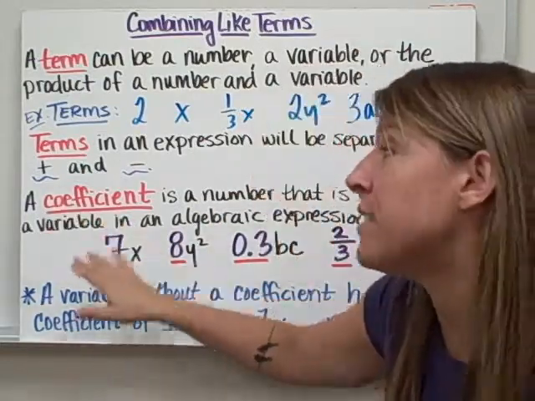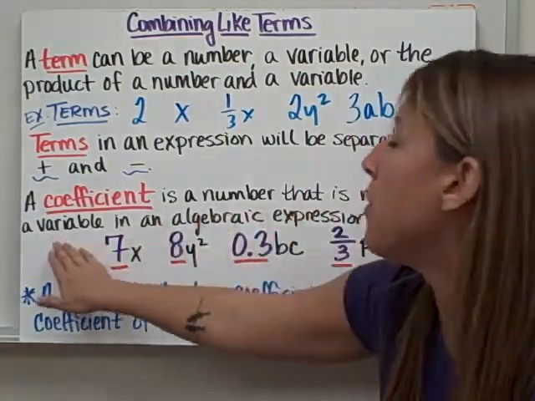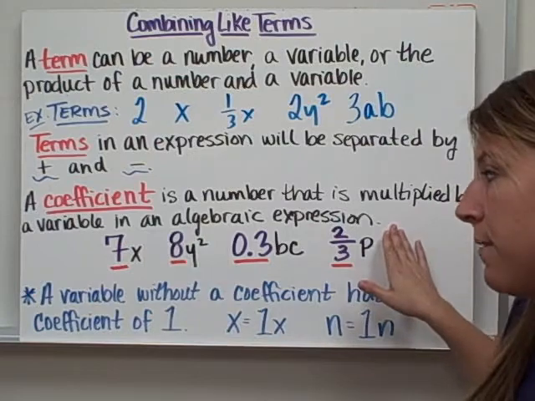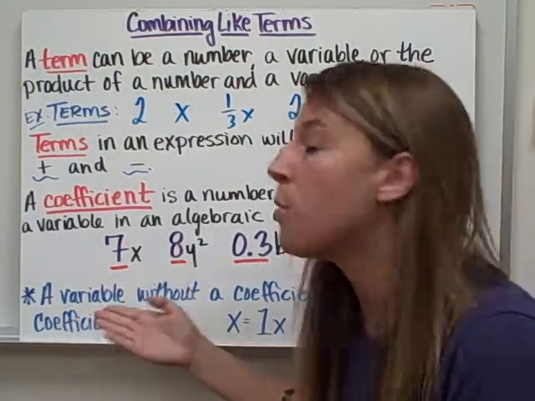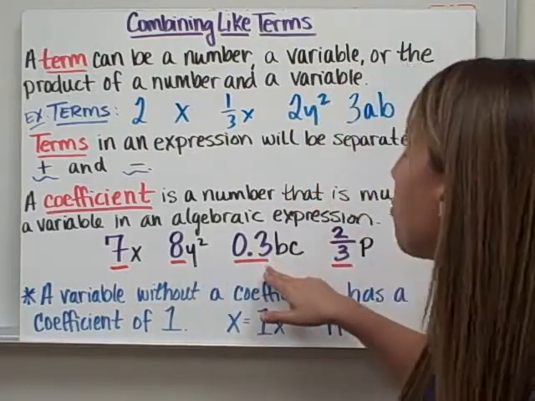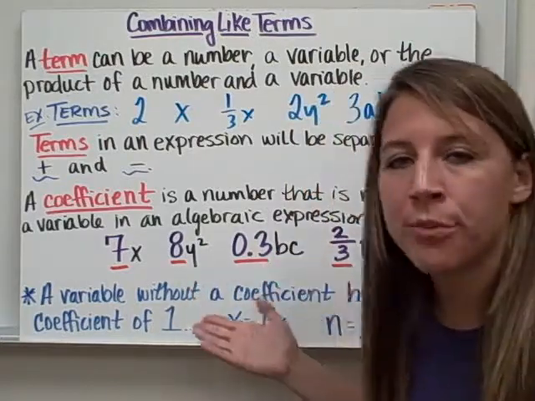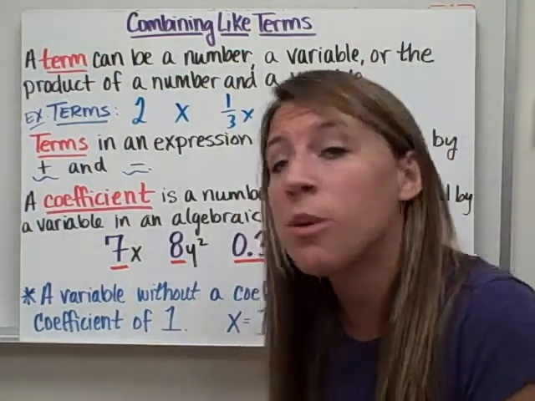A coefficient, another definition you need, is a number that is multiplied by a variable in an algebraic expression. So in the term 7x, 7 is the coefficient. In 8y squared, 8 is the coefficient. In 3/10 bc, 3/10 is the coefficient. And in 2/3 p, 2/3 is the coefficient.